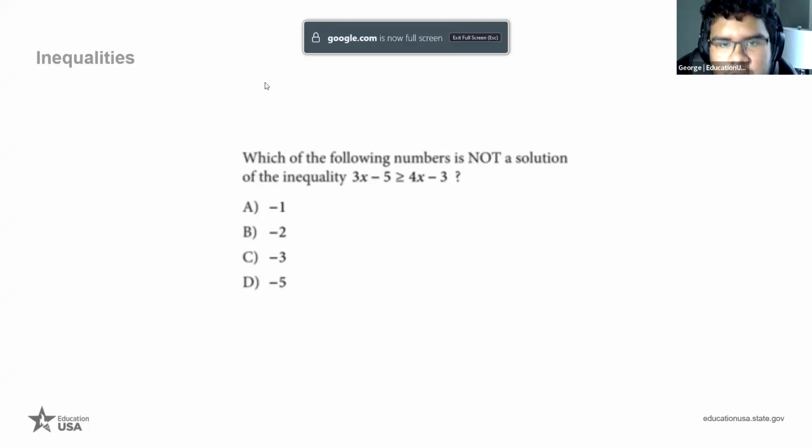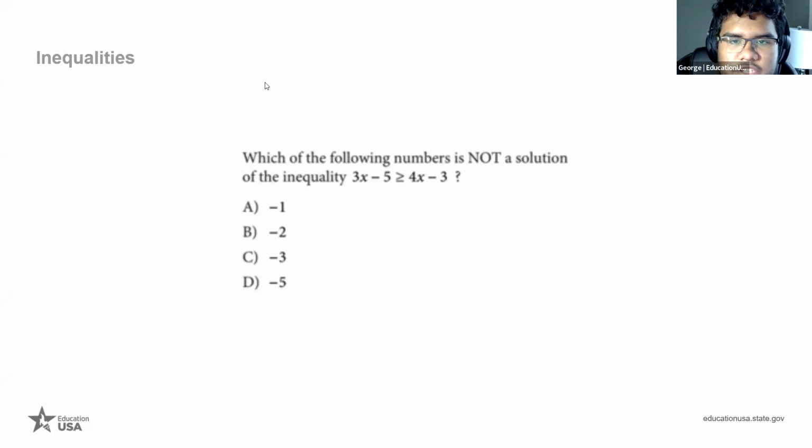So as I was saying previously, this next question focuses on inequalities, which is something that may also be tested on the SAT math portion or math test. This question is asking, which of the following numbers out of the number choices here is not a solution of the inequality 3x minus 5 is greater than 4x minus 3? So I'll let you guys go ahead and try and work that out, and then we'll come back together and I'll explain the problem for anyone that may need help.